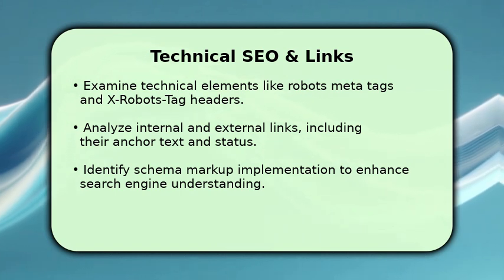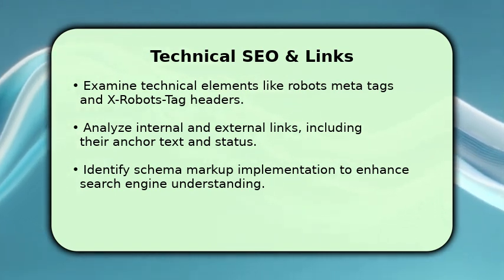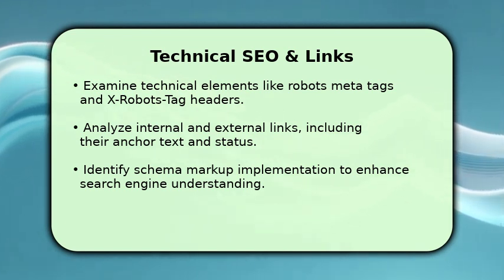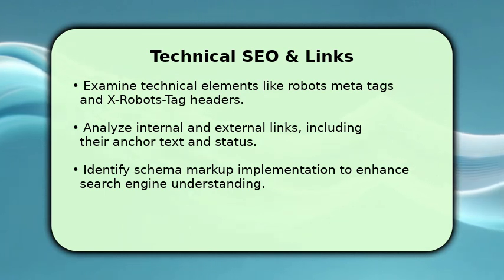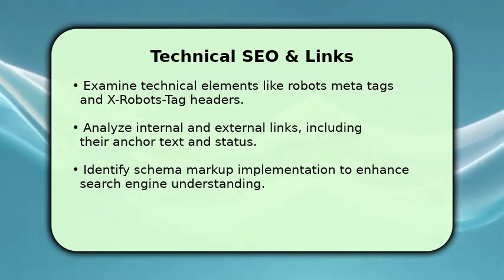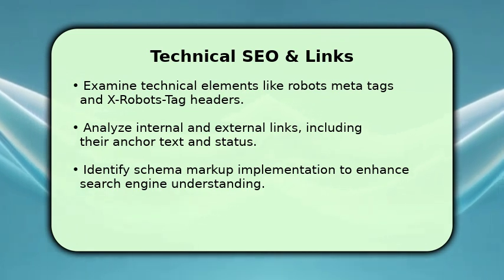The Other tab reveals important technical details such as robots meta tags, X-Robots-Tag headers, and the presence of a canonical tag. Switch to the Links tab to analyze all internal and external links on the page, including their anchor text, and whether they are follow or nofollow. This helps you understand the page's link profile and identify potential issues.